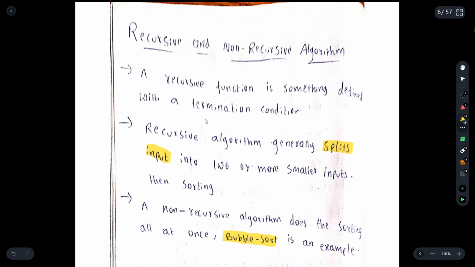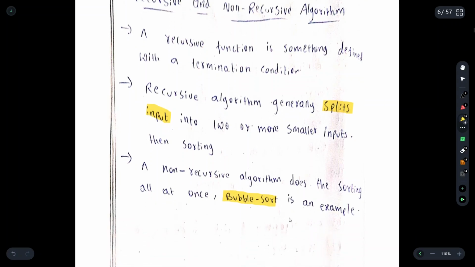A recursive function is something defined with a termination condition, whereas a non-recursive one doesn't have any termination condition until we find the proper solution or a goal state. So a non-recursive algorithm does the sorting all at once.